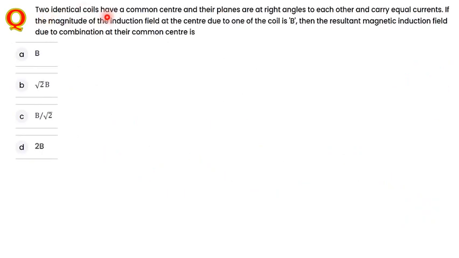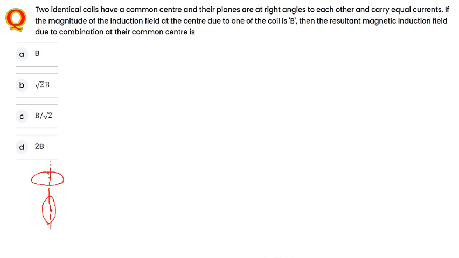See, two identical coils. Identical means both are similar coils, have a common center, and their planes are at right angles to each other and carrying equal currents. For that, let me tell you here. There are two coils in this case. One coil is along this direction, for example, and one more coil you can see here. Two coils, similar like this, right?